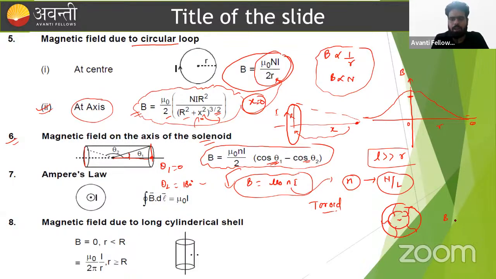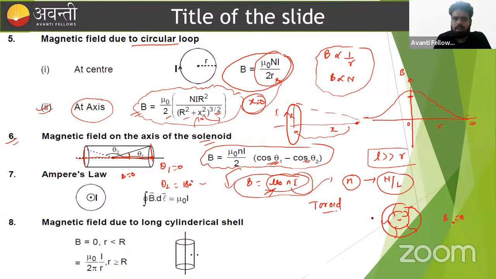Outside the magnetic field is always zero, either due to a solenoid or a toroid. We only get the field inside the solenoid or inside the toroid. You have to remember this. More or less we consider the field constant along the length. This field is constant because it is independent of the distance.